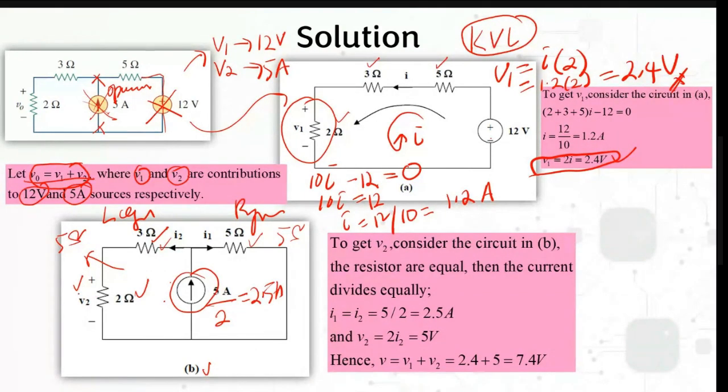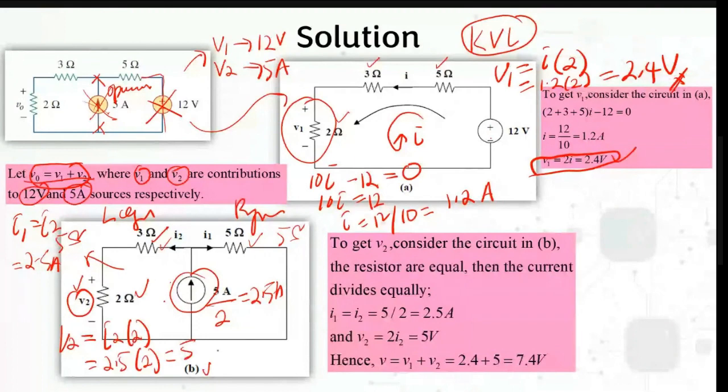So in order to calculate V2, I1 is equal to I2, which is equal to 2.5 A, because the current is divided equally between both sides. So V2 equals I2 times 2, which is 2.5 times 2, so you will get 5. So you will have V2 is 5 and V1 is 2.4. In order to find your V naught, just add up V1 and V2. So 2.4 plus 5, then your V naught is going to be 7.4.